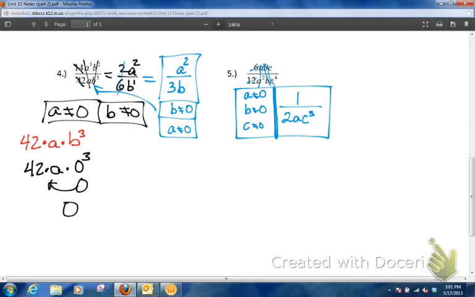Alright, very good. So that's what excluded values are. That was a little bit of a review how to simplify. You should be good to go for all of Unit 12.